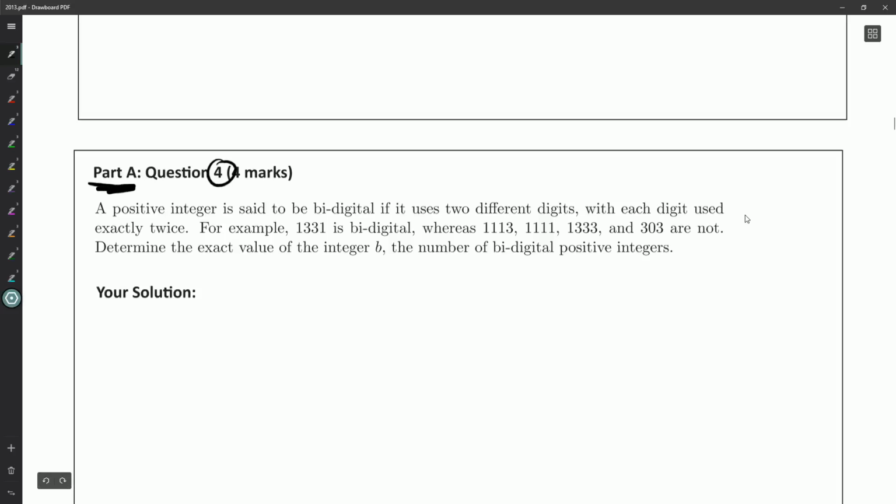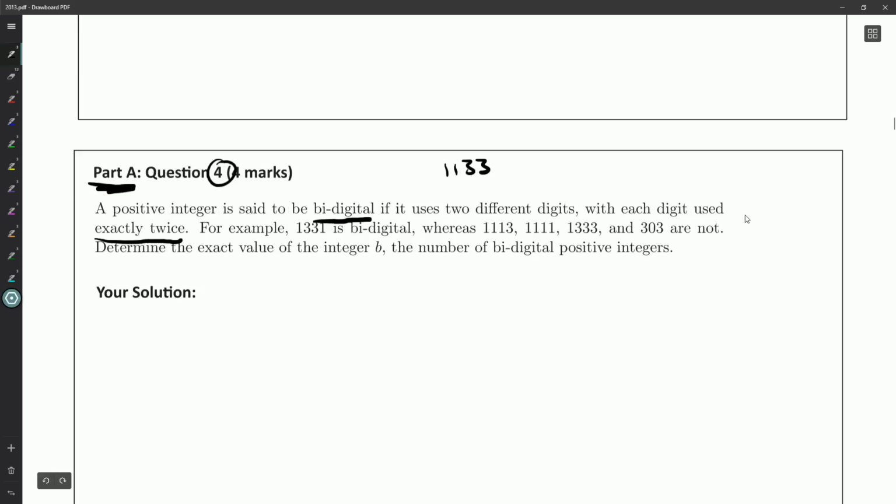A positive integer is said to be bidigital if it uses 2 different digits with each digit used exactly twice. For example, 1331 is bidigital. So would 1133, because then, 2 1s, 2 3s, they're both being used. Whereas 1113 isn't, because it's got 2 digits, but they're not both used twice. 1111 isn't, because it's only got 1 digit. 1333, again, you've got 2 digits, but they're not used twice.